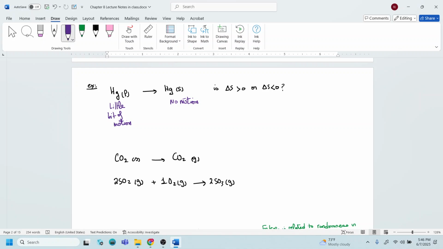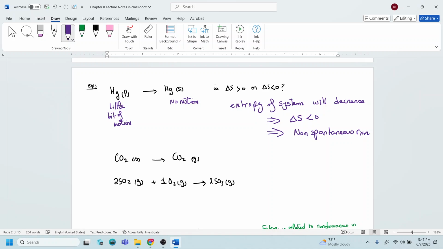So in this case, we would say that the entropy of the system is going to decrease. So it's going from less motion to no motion at all. So the entropy of the system will decrease. So if the entropy of the system will decrease, then definitely delta S is going to be negative, because it's going to be less random in this case. And we know that if it is less random, then this is going to be a non-spontaneous reaction.